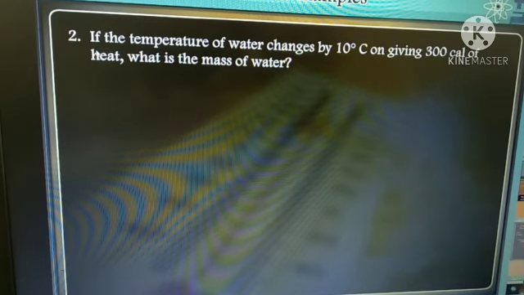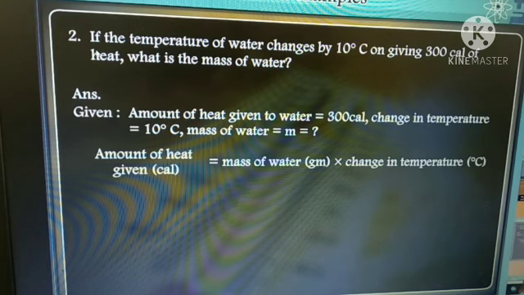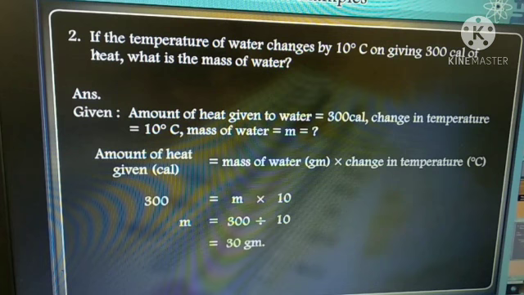Next question: if the temperature of water changes by 10 degrees Celsius on giving 300 calorie of heat, what is the mass of water? Answer: given amount of heat given to water equal to 300 calorie, change in temperature equal to 10 degree Celsius, mass of water m we have to find out. Amount of heat given in calorie equal to mass of water in gram into change in temperature in degree Celsius. 300 equal to m into 10, m equal to 300 divided by 10, that is equal to 30 gram.